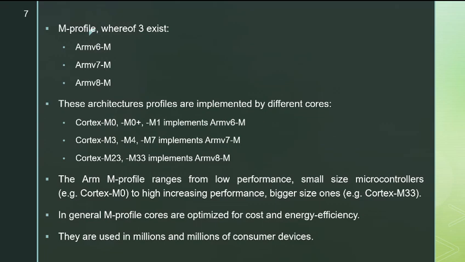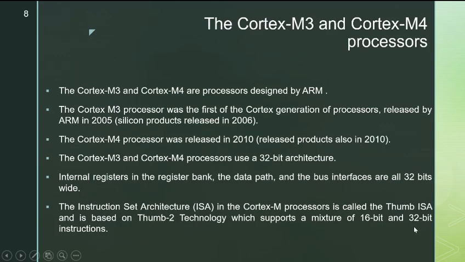The ARM M profile ranges from low performance small size microcontrollers, example Cortex-M0, to high increasing performance bigger size ones, example Cortex-M33. In general, M profile cores are optimized for cost and energy efficiency. These are used in millions and millions of consumer devices.